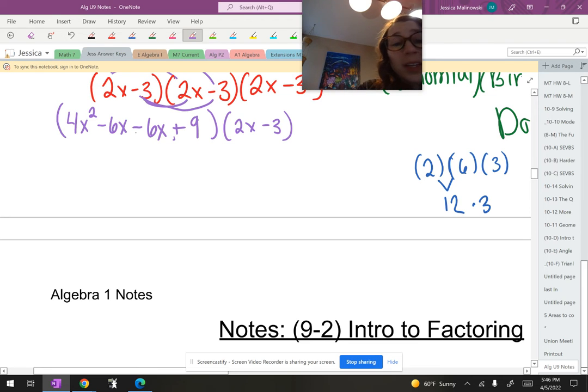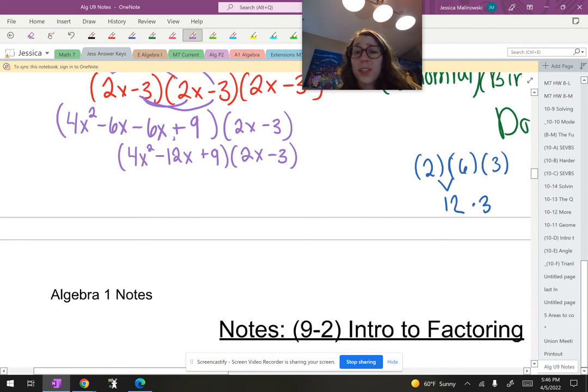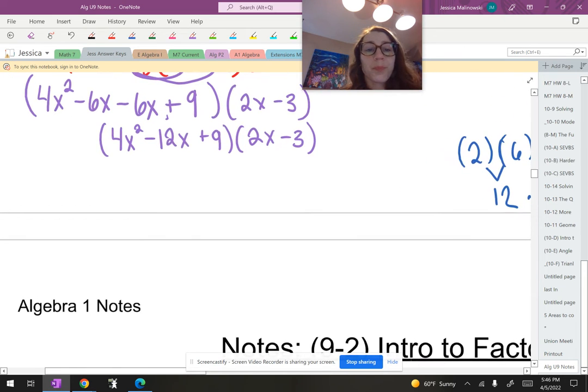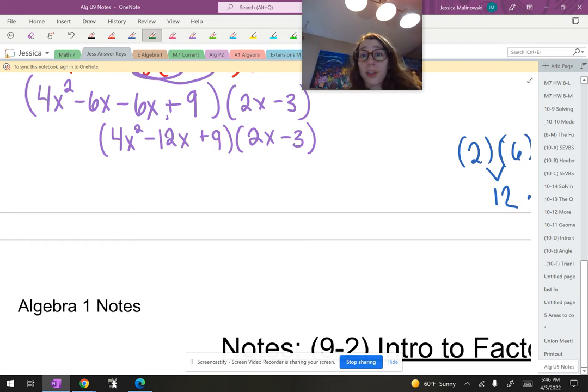I am going to make myself have a little bit easier of a time here by combining these like terms and turning that into a negative 12x plus 9. That way I only have 3 terms to deal with in that first set of parentheses rather than 4. All right, here. So now we basically are double distributing again, but this time we have 3 pieces going into 2 pieces.